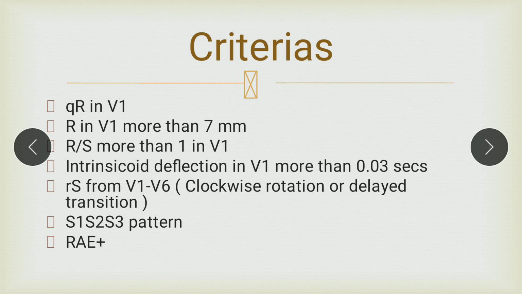And there is a terminology called intrinsicoid deflection, which I'll tell you later. And there can be just the presence of an RS complex, that is a small r and a deep S complex, rather than the usual thought where the dominant R will be present. There is one form of RVH where the R wave will not be dominant. Instead, the S wave will be dominant. That is, the patient will have a small r and a deep S throughout the chest leads. That is, there will be no progression, which we call poor R wave progression.